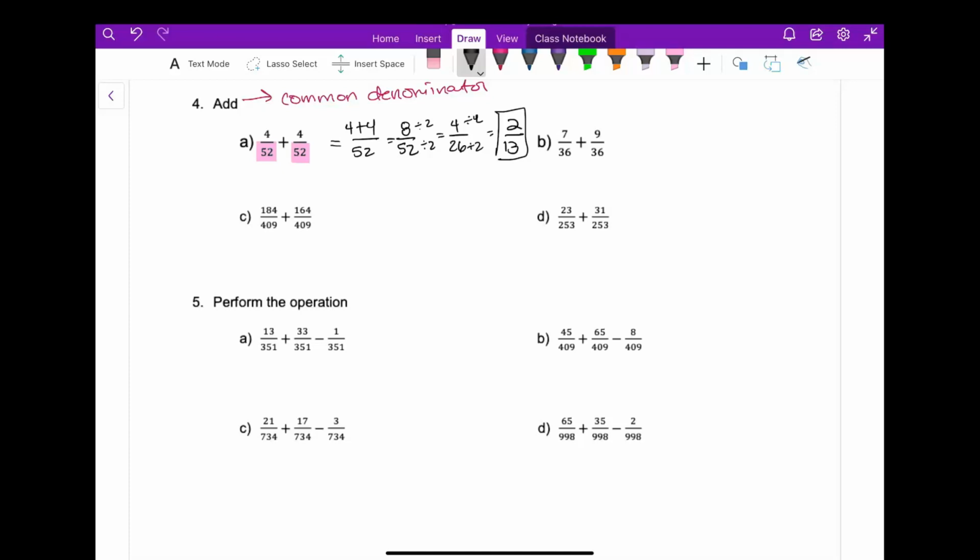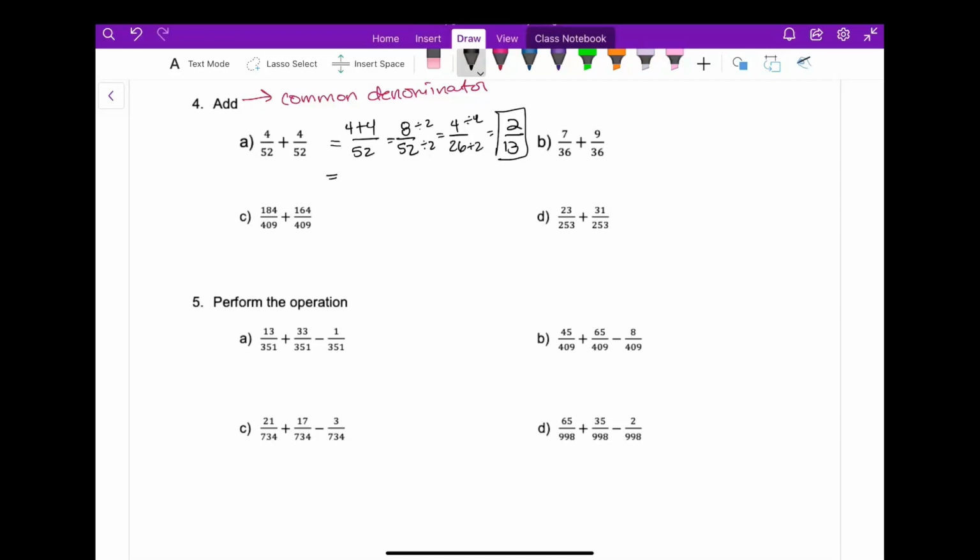Method 2 is I simplify before I get started. Now remember, simplification only works in special cases. In this case, I can only simplify amongst each fraction. I cannot simplify this 4 and this 52, okay? So be very careful. If you're not 100% sure, stick to the first method. So let's go ahead and simplify 4 divided by 52.